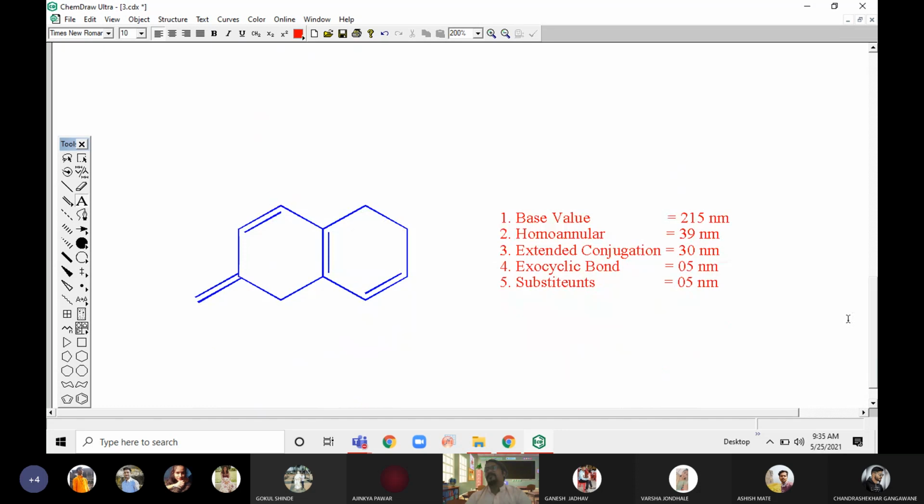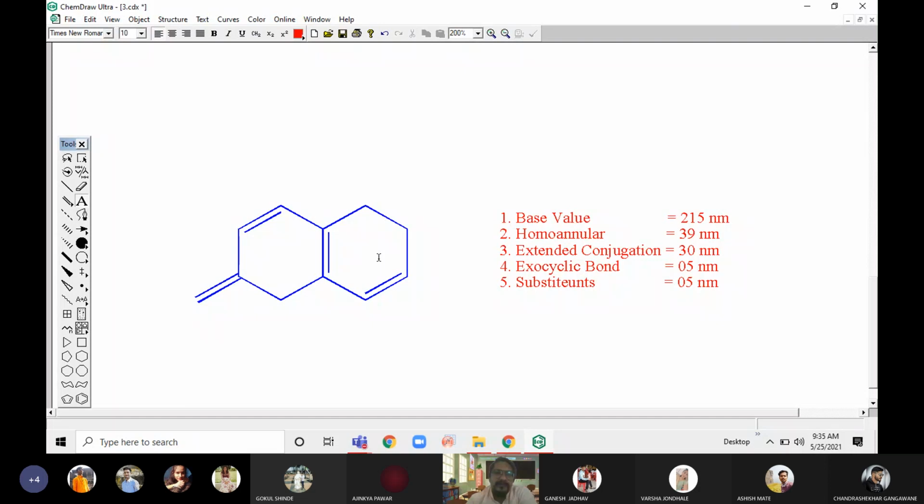Okay, now the next structure. This is a very simple structure. You can tell me how to find the lambda max. 215 is as it is. Is there any homoannular system? Yes. On this bond, see, in this ring there are 2 double bonds present in one single ring. So that's why this will be a homoannular.